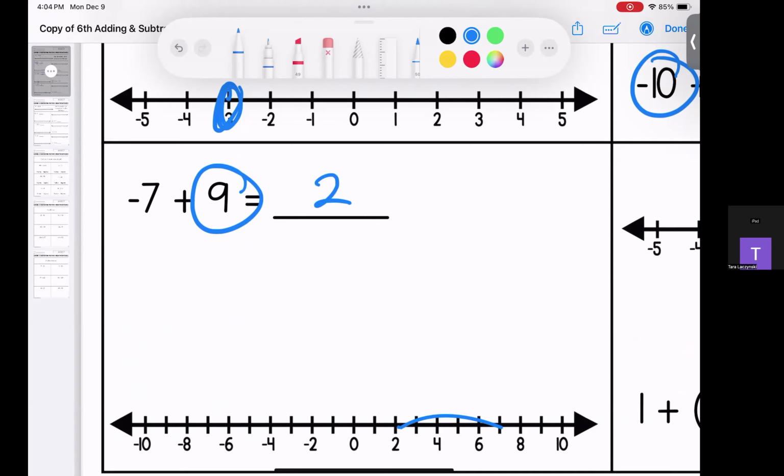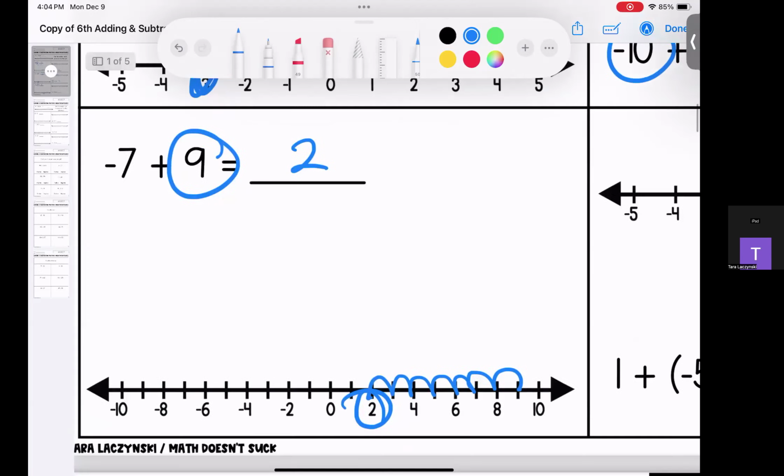Ooh, where did I go? Where did I go? I lost on my number line. Start at 9. There we go. 1, 2, 3, 4, 5, 6, 7. There we go. Now the maths.